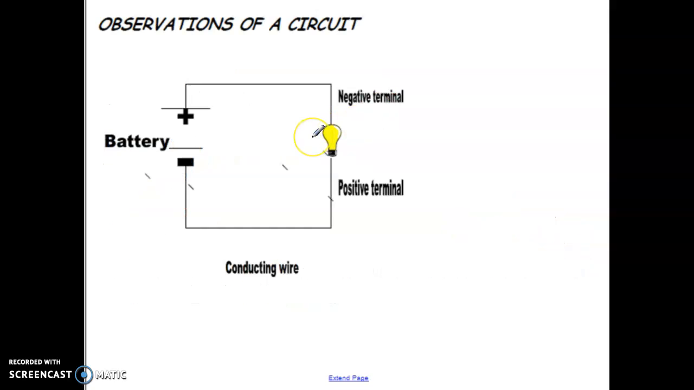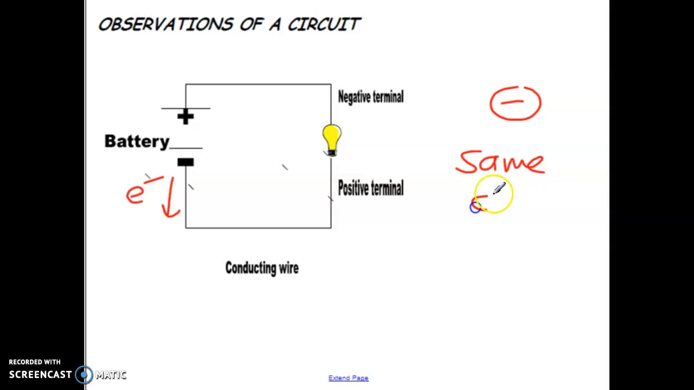So how does it move from one object to another? We know electrons will leave the battery at the negative terminal. You have to remember one thing: electrons have a negative charge. So what happens when you have a buildup of negative charges? Negative and negative will repel. Remember that same charges repel each other. So the electrons start to repel one another, and they essentially push each other along by repelling.